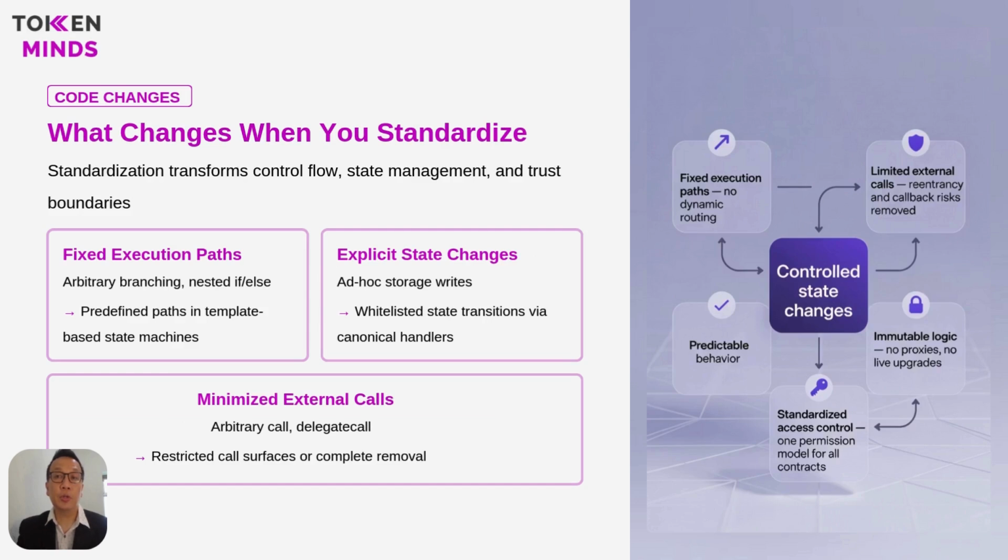Standardization changes how contracts are written and executed in practice. So the first change is in control flow, where arbitrary branching is replaced with predefined execution paths inside template-based state machines. The second change is in state mutation, where ad hoc storage writes are replaced by whitelisted transitions handled by canonical logic. The third change is in external interaction, where unrestricted calls and delegate calls are removed or tightly bounded. The final change is in error handling, where values follow deterministic rules instead of developer-defined fallbacks. So these steps reduce reentrancy risk, eliminate hidden side effects, and make contract behavior predictable across deployments.